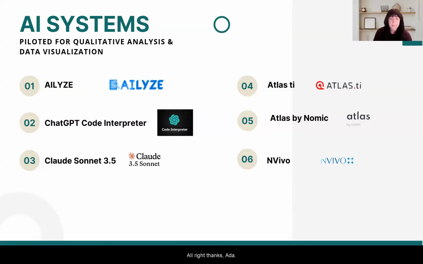All right, thanks, Adam. Okay, so welcome everyone to the latter portion of the workshop, in which I'm going to provide an overview of some of the AI systems that I explored for qualitative analysis and data visualization. On the screen are the 6 systems that I explored: Analyze, ChatGPT's code interpreter, Claude Sonnet, Atlas TI, Atlas Binomic, and NVivo.